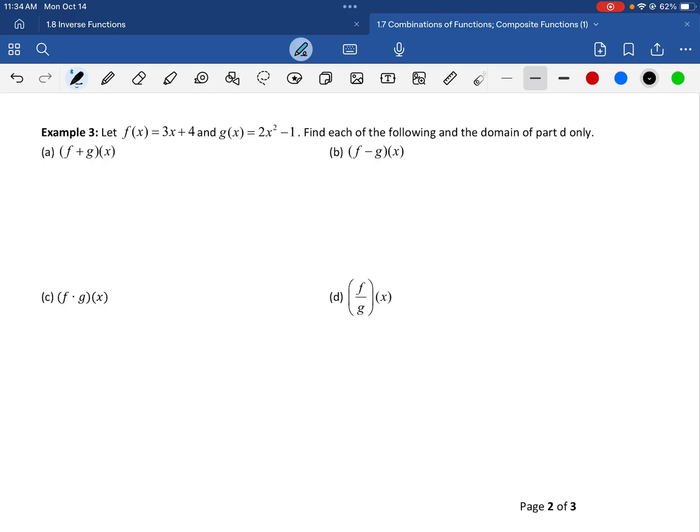For letter A here, again, what does this notation tell us? It tells us to take function f and to add function g to it. So function f is 3x plus 4 plus function g is 2x squared minus 1. And so looking at what parts of these can we actually add together because they're like terms, that would be just the 4 and the negative 1 there. So 2x squared doesn't have a like term. Neither does 3x, but we can combine those. 4 minus 1 is going to make that plus 3.